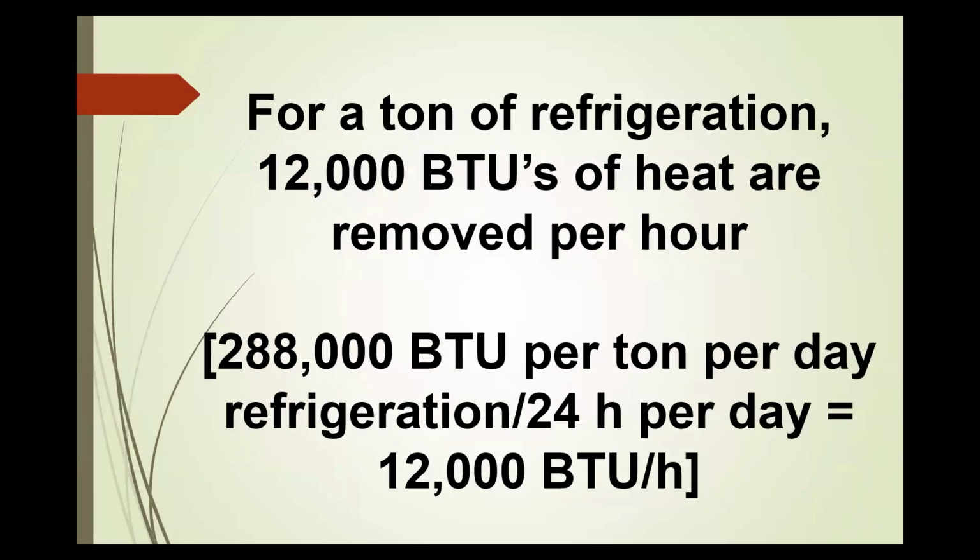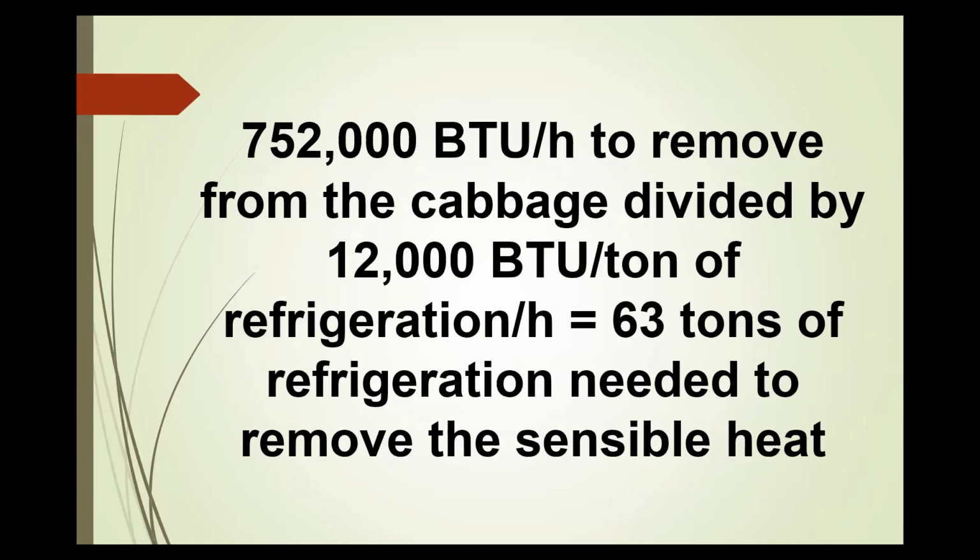For a ton of refrigeration, by definition, 12,000 BTUs of heat are removed per hour. So we're going to take 752,000 BTUs per hour for the cabbage, and we're going to divide that by 12,000 BTUs per hour per ton of refrigeration. This yields a value of 63 tons of refrigeration needed to remove the sensible heat within 12 hours.